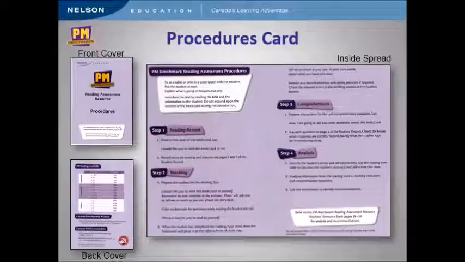So what you'll see in the procedures card on the inside spread are the steps. Step 1, using the running record. Step 2, taking the retelling. Step 3, the comprehension questions. And step 4, the analysis. And then we'll see when we move to video 2 that the back page, which is the page that actually has the chart to help you do the calculations, will be most beneficial to you.